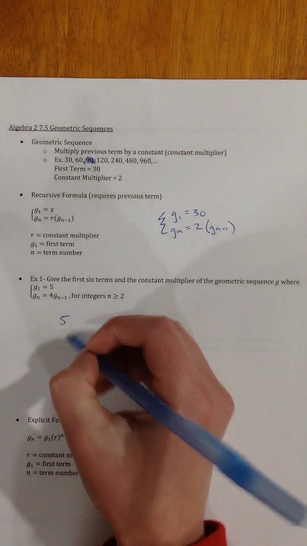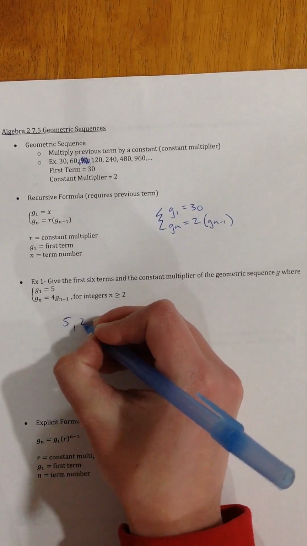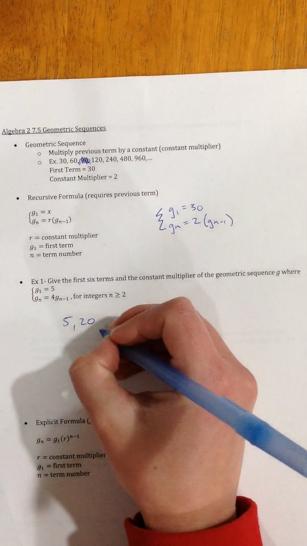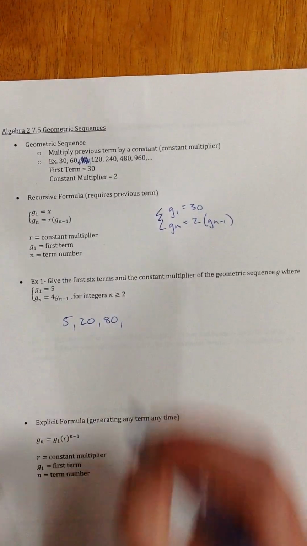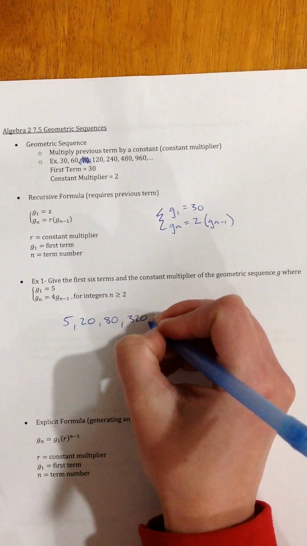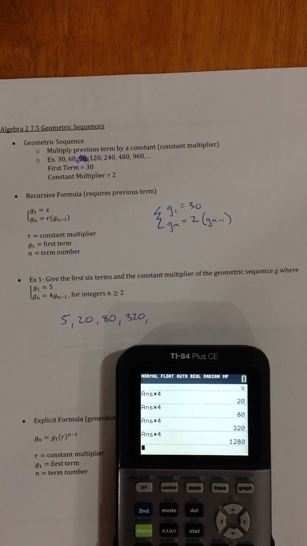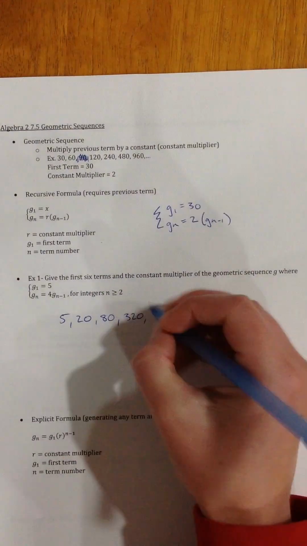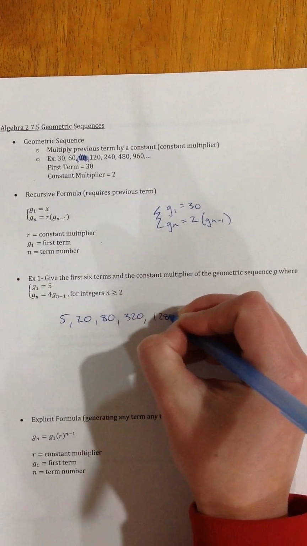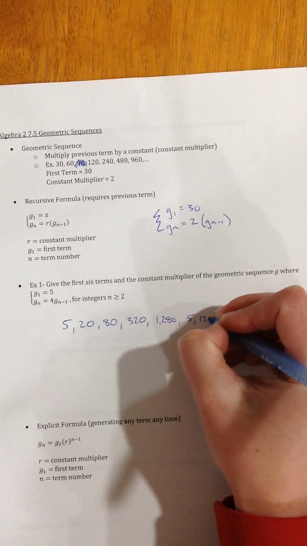So like our first term was 5. When we multiplied by the first 4, that gave us a second term of 20. Multiplied by 4 again, gave us 80. Took that number times 4 again, got 320. And then what do we got to have? 6 of these, so that's the first 4. Fifth one would be 1,280, and the sixth one would be 5,120. So that would give you your first 6 terms. And 5,120.